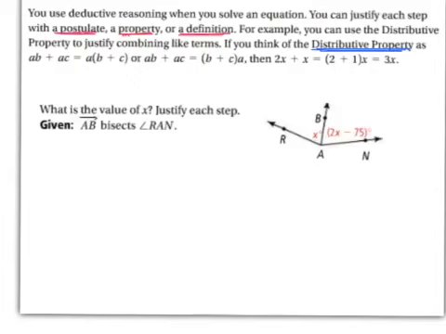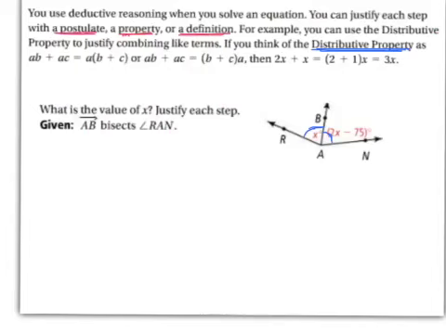So let's look at this example. We're asked to find the value of x and to justify each step. They tell us that AB bisects angle RAN. So we did this in class. If it bisects it, that means that these two angles are congruent because it's bisecting the whole, which means that x equals 2x minus 75. But let's write all of this out so we have a game plan. We'll write all of this out and we'll justify each step.